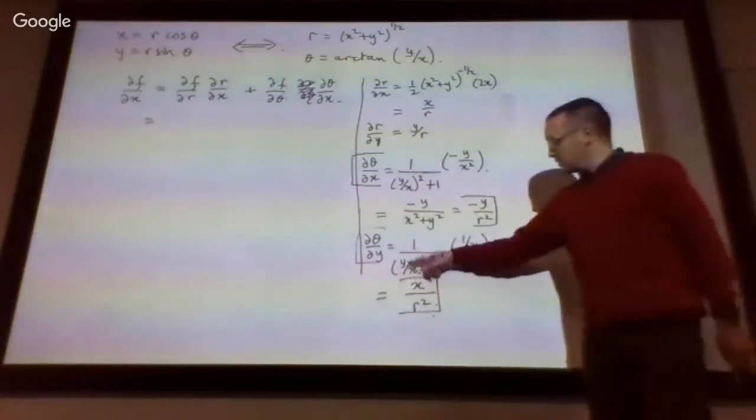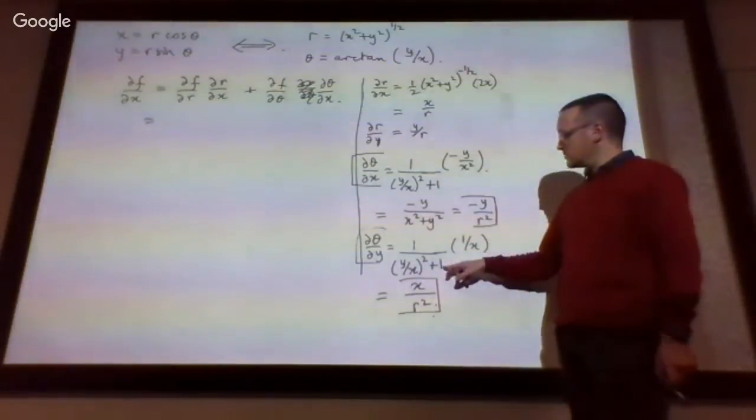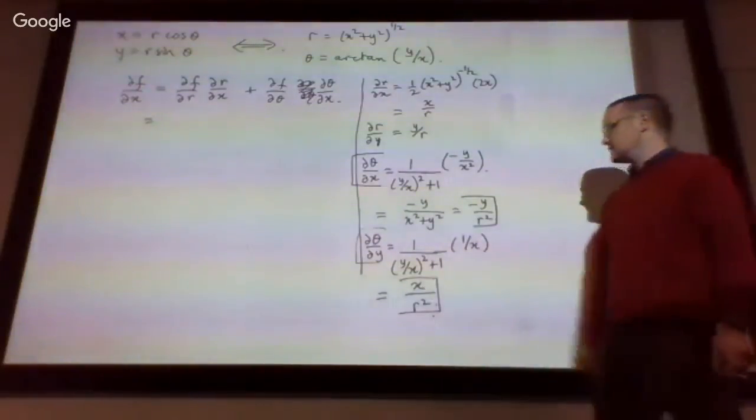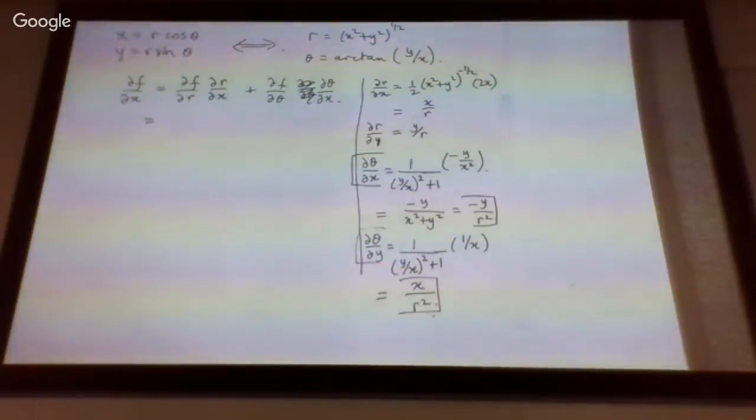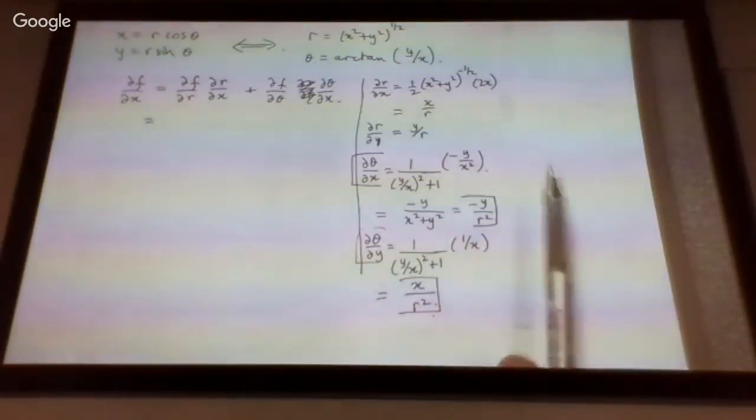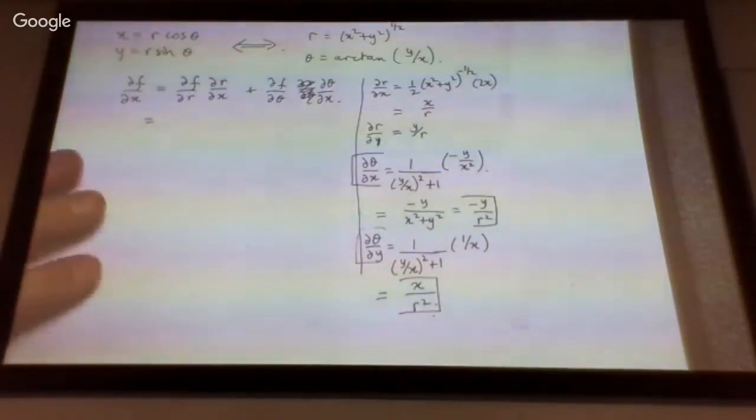So multiplying above and below by x squared, we got y squared plus x squared in the bottom, that's r squared. And you get x squared over x, which is just x on the top. So that's really where all the work is. So now we can bring these things into the chain rule equations.